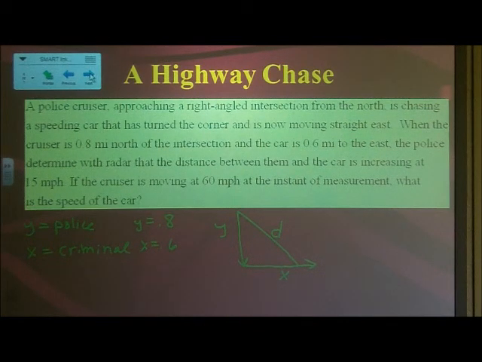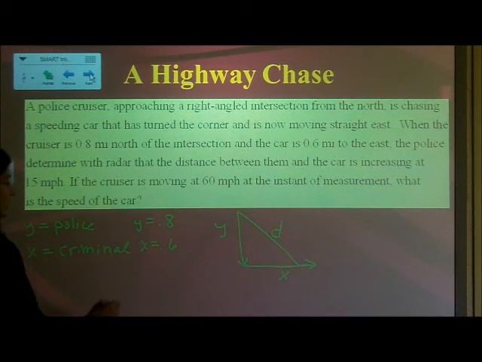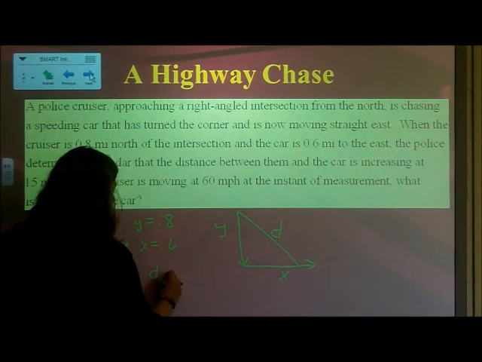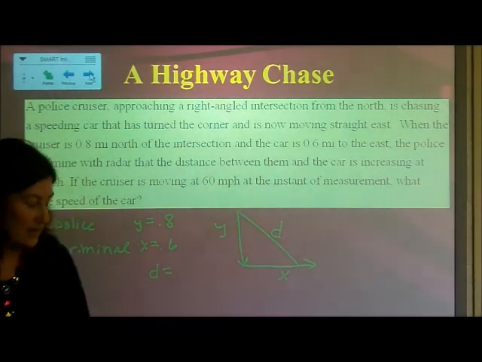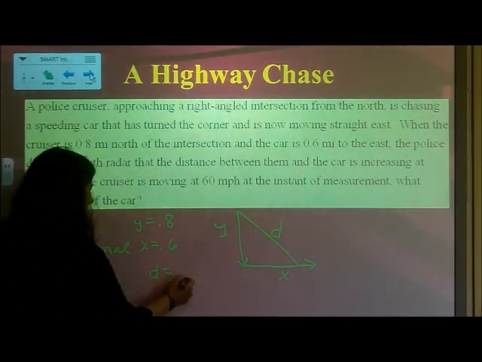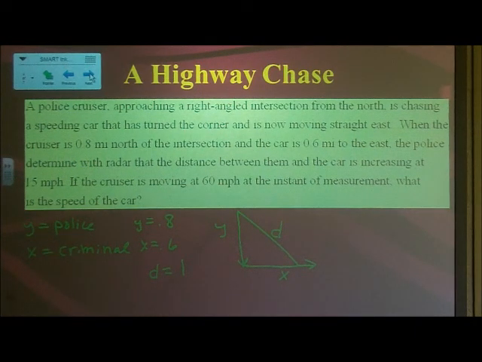What is the speed? Okay, here we go. So we have the position. Then at that instant, can anyone use your calculator and tell me what D is? At that very instant, when Y is 0.8 and X is 0.6, what's D? Pythagorean theorem. D equals 1 using Pythagorean theorem. All right, so what else do we know?